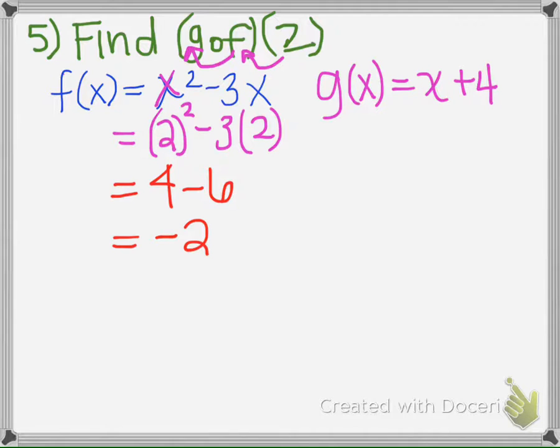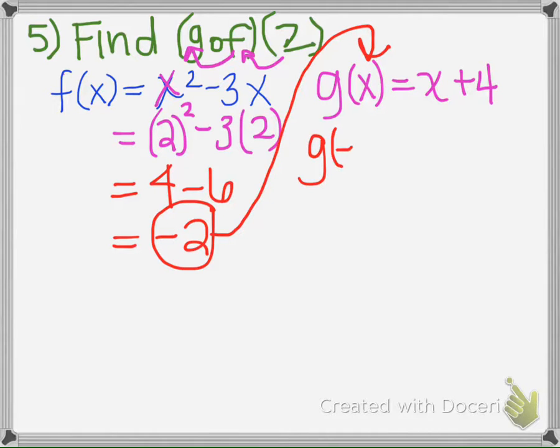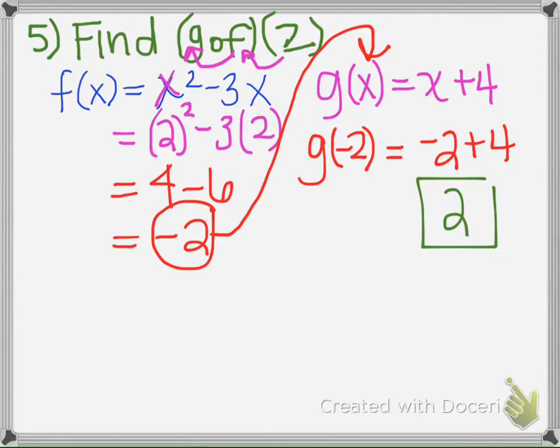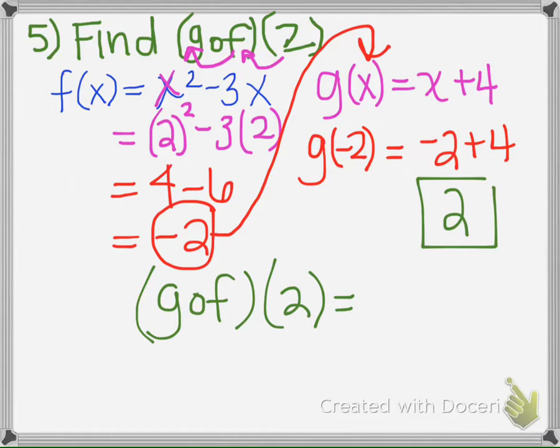And then we're going to take this answer and plug it in for g. So we're going to find g of negative 2. We're going to plug in a negative 2 for the x. And negative 2 plus 4 is 2. So we have found that g of f of 2 is equal to 2.